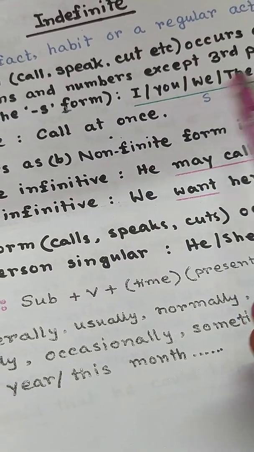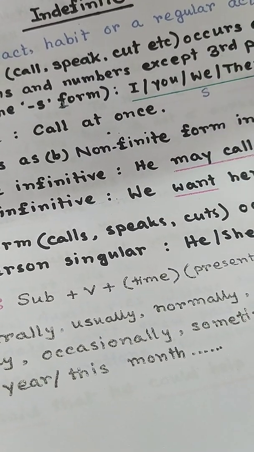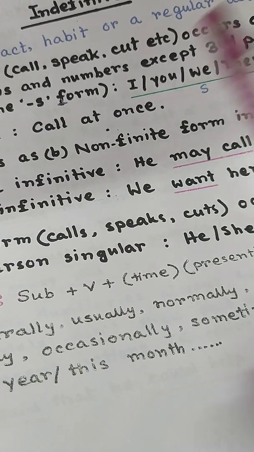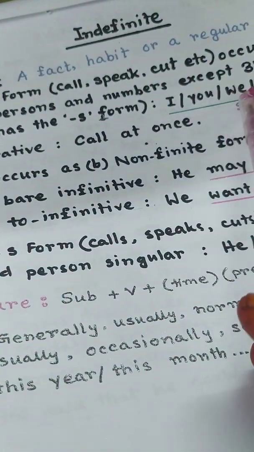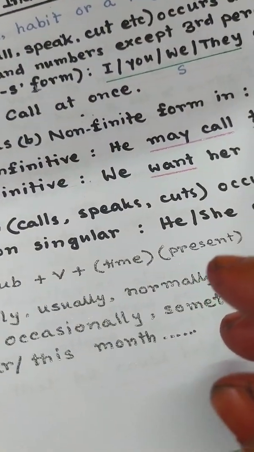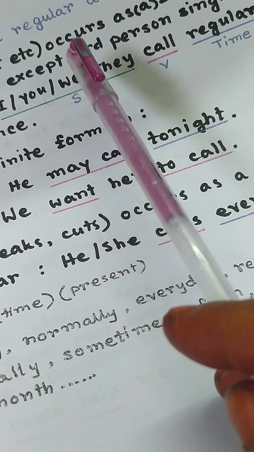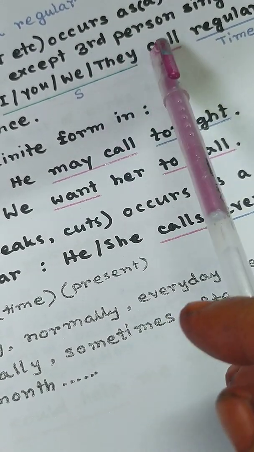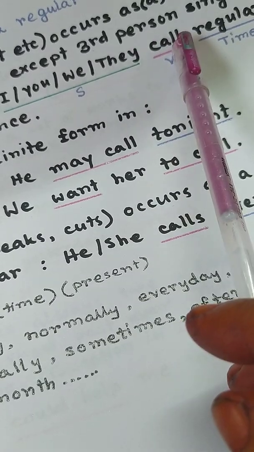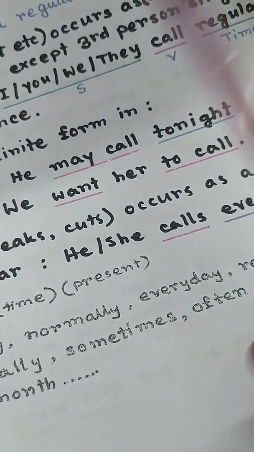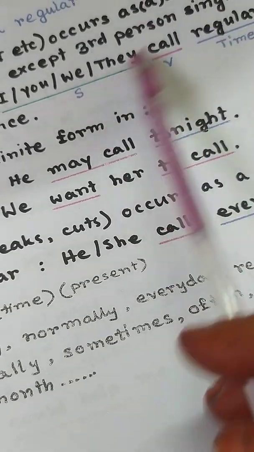So look at this sentence. If the subject is one of these four, then the sentence will be: they call regularly, we call regularly, you call regularly, or I call regularly. But if the subject is third person, what will happen? Look at this. This call will take an S form if the subject is third person singular, such as he calls regularly, or the boy calls regularly, or the man calls regularly, or if you use any proper noun, any names, such as Rana calls regularly, Sheila calls regularly, like this.